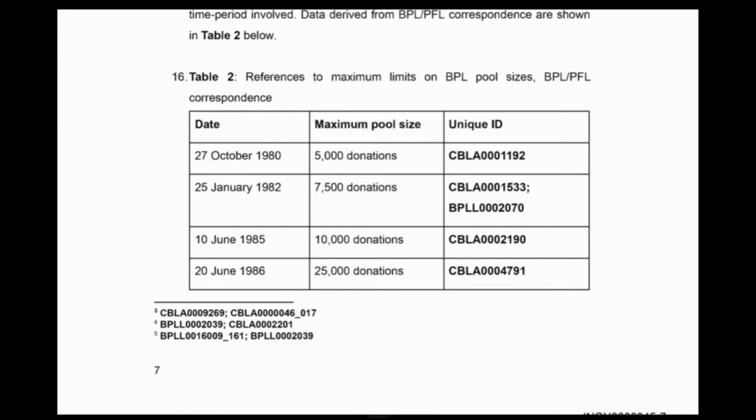That correlates closely with the labels that we have looked at, the additional piece of information coming from the June 1986 data suggesting 25,000 donations at a time when there was no limit stated on the labels on the bottles themselves.